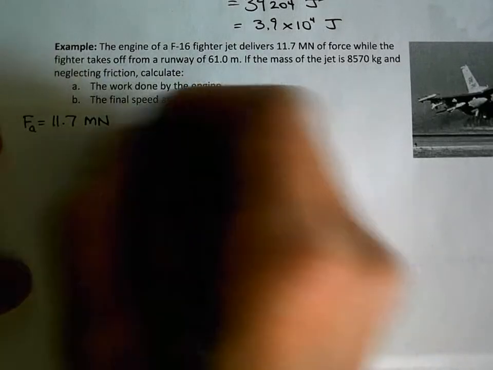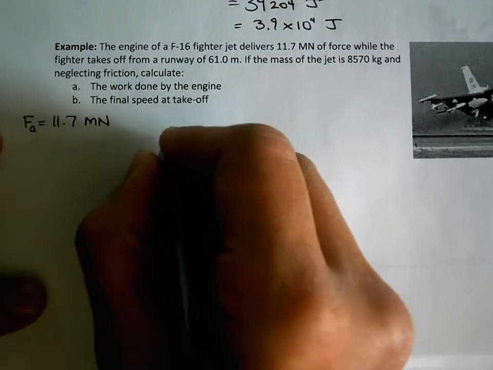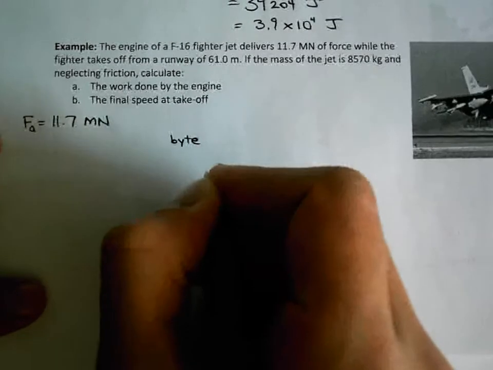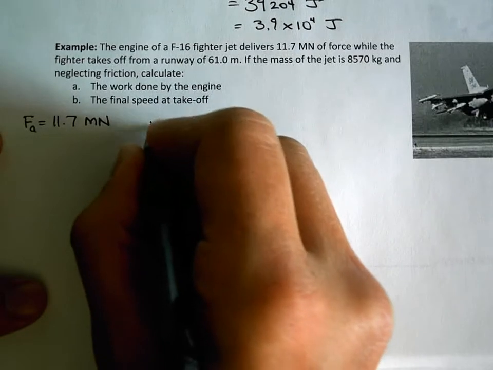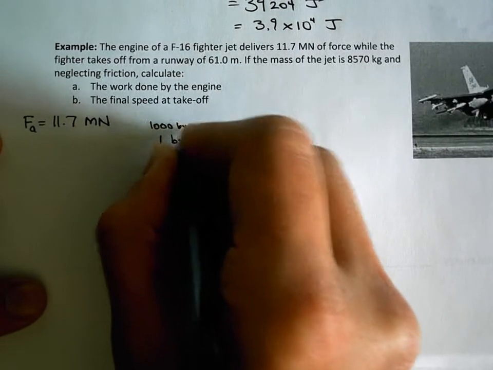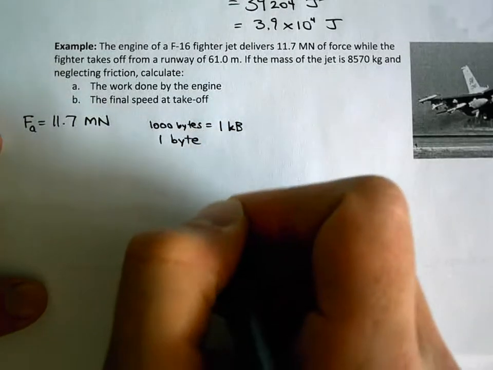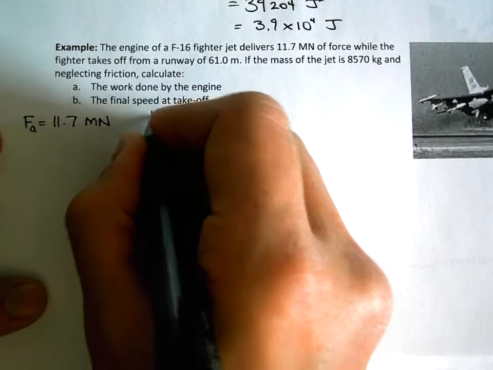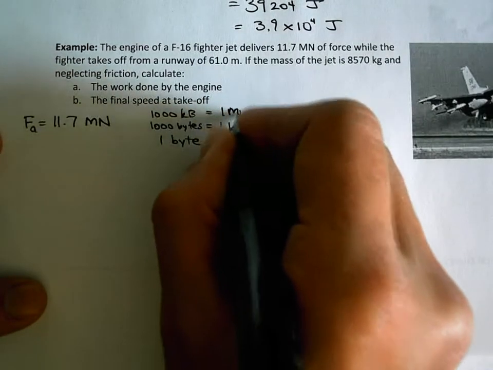Now, if you forget, instead of going back to your notes, I'll teach you a quick way to remember. Think about a computer. A computer measures information in bytes. So you have 1 byte. If you have 1,000 bytes, that's 1 kilobyte. Now, if you have 1,000 kilobytes, you have 1 megabyte. So 1,000 KB is equal to 1 megabyte.